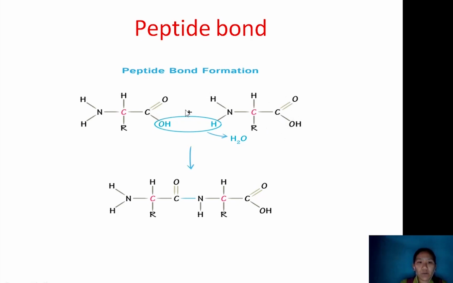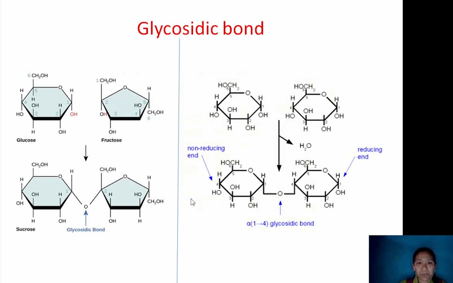There is a bond formation between the carboxyl group of the first amino acid and the amino group of the second amino acid. During the bond formation, water is released, HOH, thus forming a peptide bond. And if many such amino acids are bonded by peptide bonds, it forms a polypeptide.